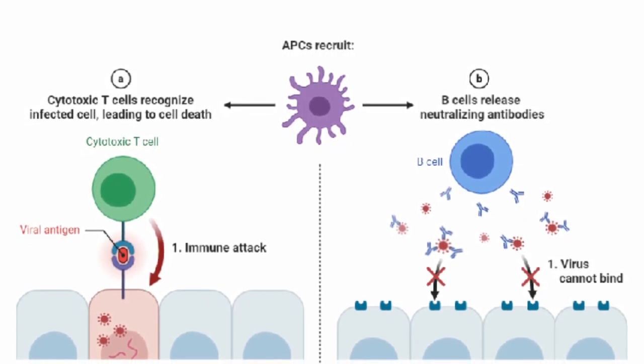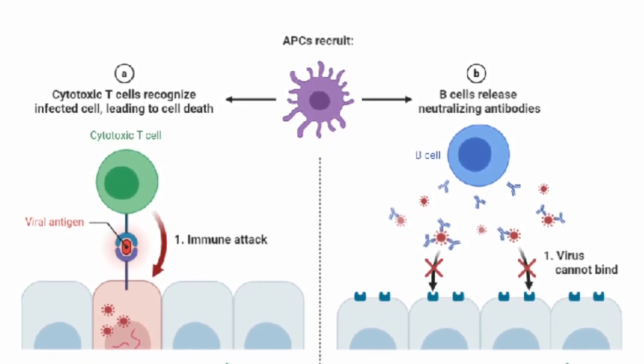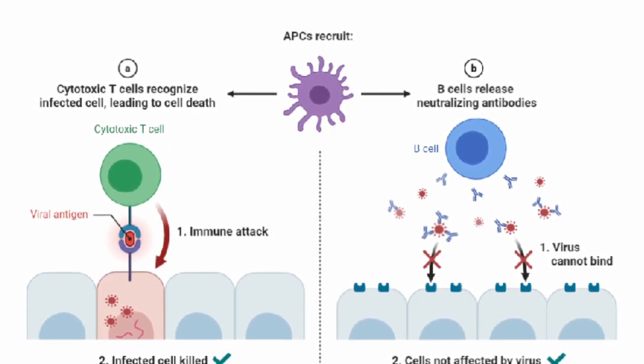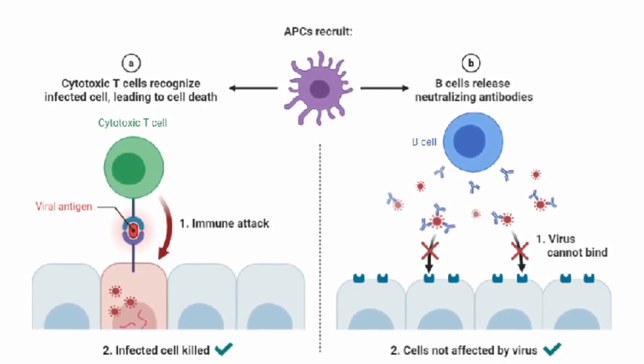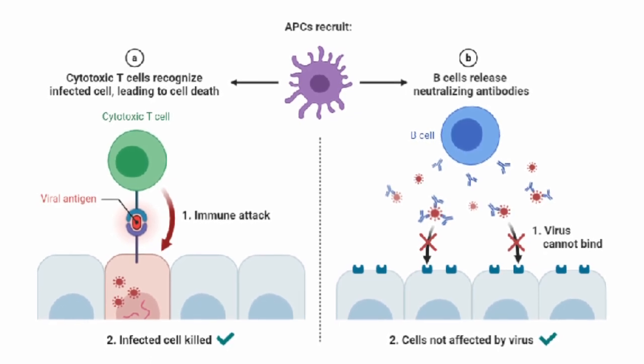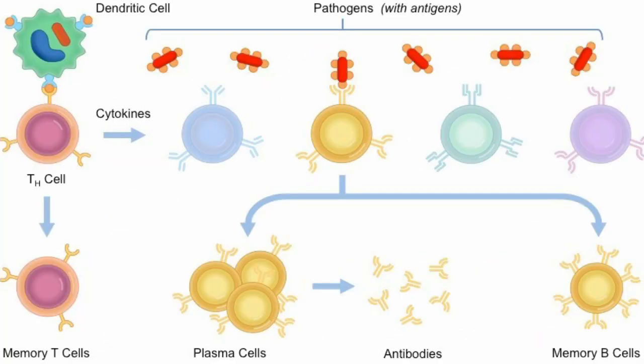B cells produce antibodies that can specifically target and neutralize pathogens, while T cells can directly attack infected cells. When a B or T cell encounters its specific antigen, it undergoes clonal selection. This process involves the proliferation of the antigen-specific cell to generate a clone of effector cells, which carry out immune functions, and memory cells, which provide long-term immunity.